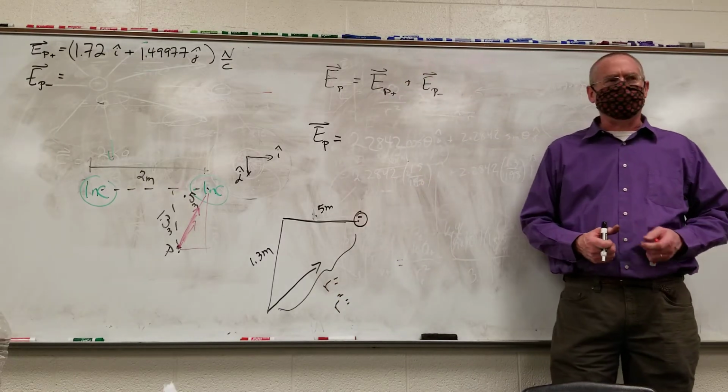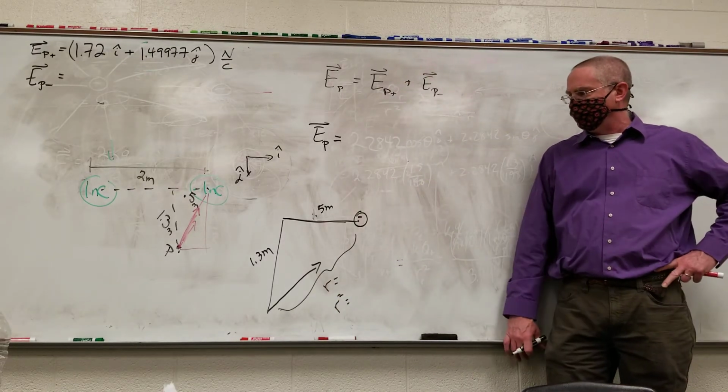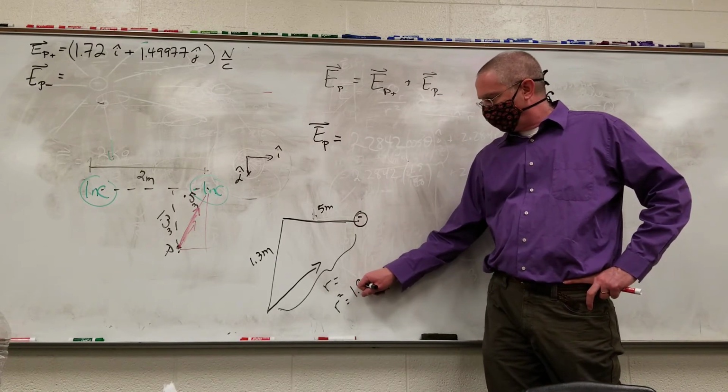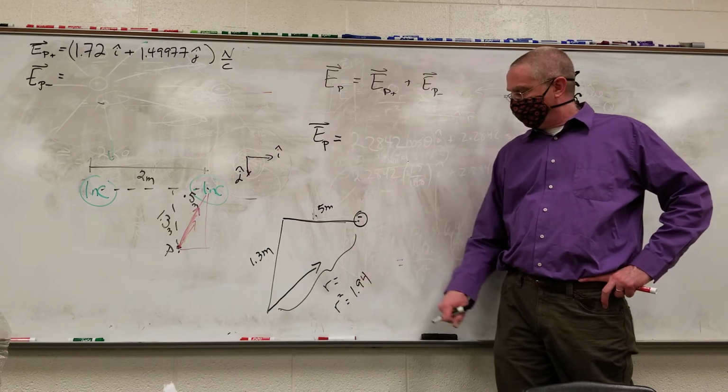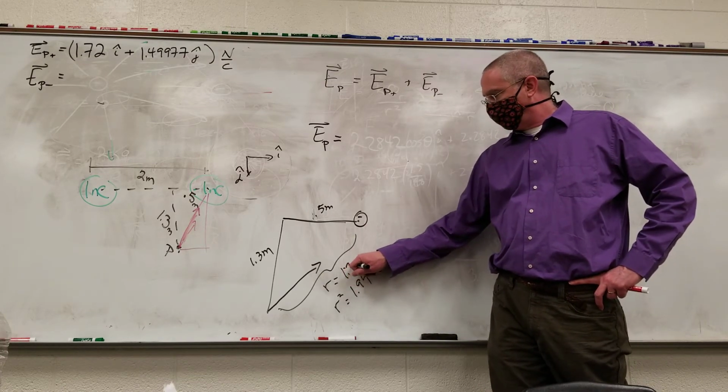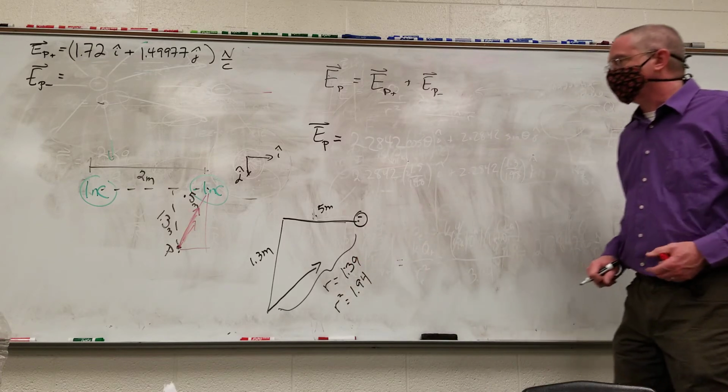So it's R squared and R. R squared is 1.94, and R is 1.39. All right.